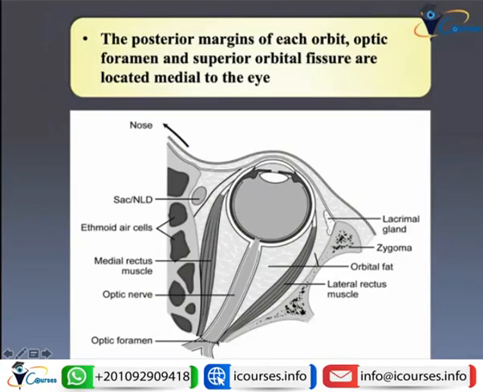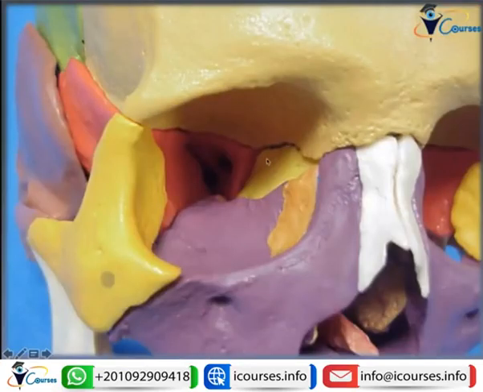The posterior margin of each orbit, the optic foramen and the superior orbital fissure are located medially to the eye. So the eye is located laterally, as we said that the orbital opening is located laterally. So what is medial to the eyeball will be the optic foramen and the superior orbital fissure, as we will see later, and the posterior margin of the orbit.